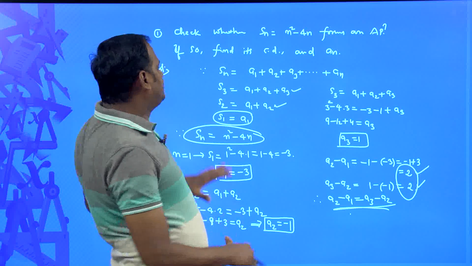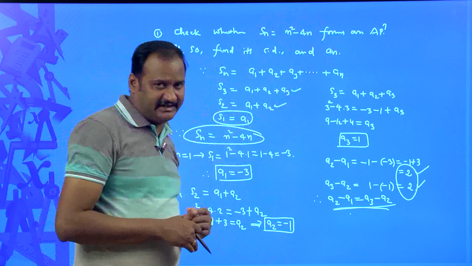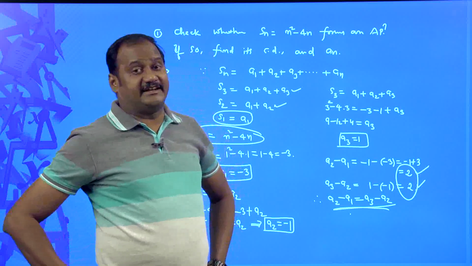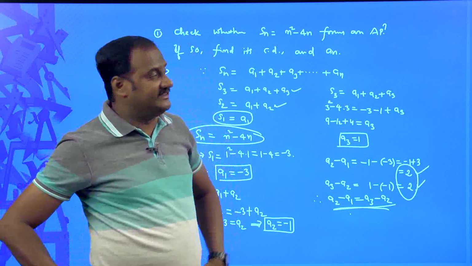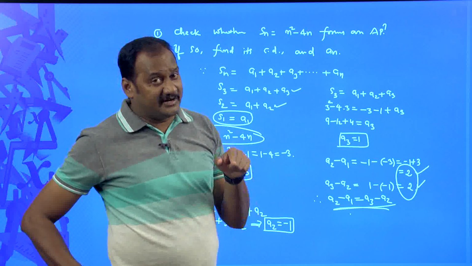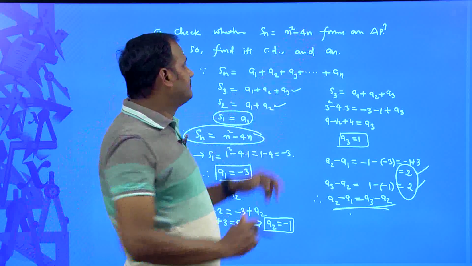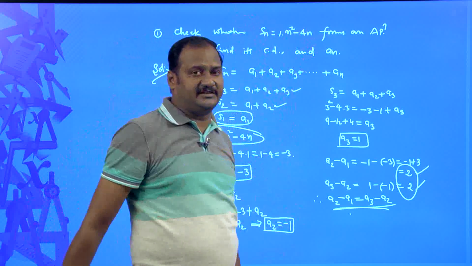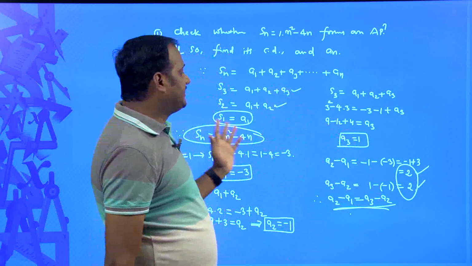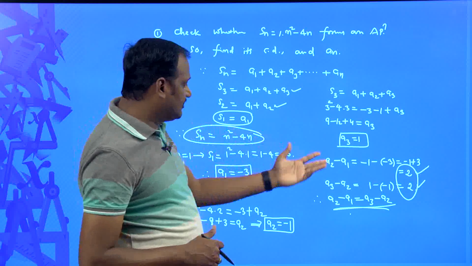In fact, without doing all these things, we could answer this problem easily using the concept we discussed earlier. That is, the sum to n terms of an arithmetic progression would be a second degree expression without a constant. And what is the common difference? The common difference would be twice the coefficient of n square. The coefficient of n square is equal to 1 here. So, twice the coefficient of n square means 2 times 1, which is equal to 2. 2 is the common difference. With the help of this, you can easily find the nth term of the arithmetic progression by taking a as well as the common difference.